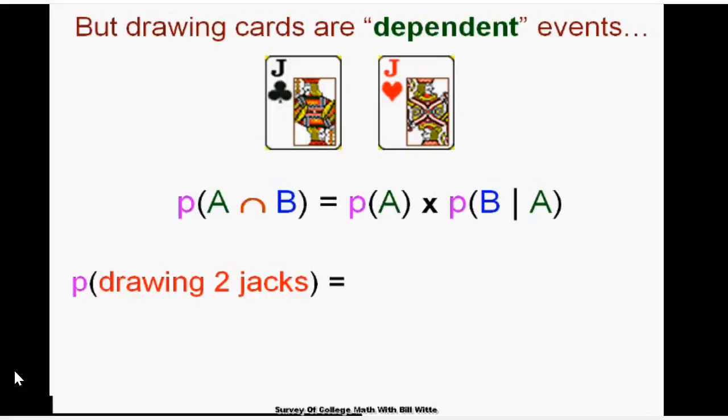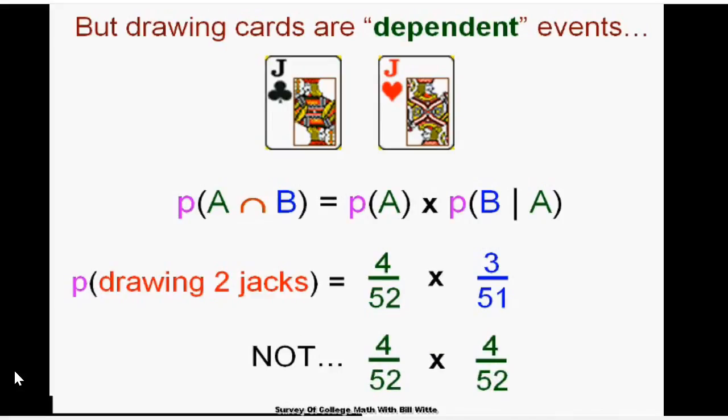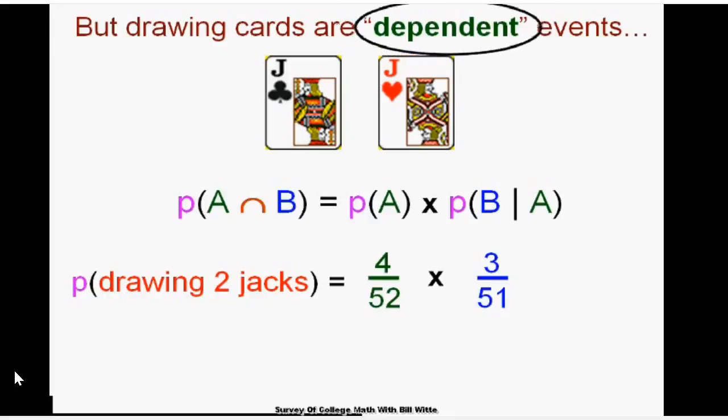So the probability of actually drawing 2 jacks is 4 out of 52, times 3 out of 51. The other 3 out of 51, assuming we picked a card out of our sample space. Considering that we picked a jack first, the number of jacks will be lowered and the number of cards will be lowered. So everything changes. It's not 4 over 52 times 4 over 52, because they are dependent events. I should say they're not independent events. So consequently, they are dependent events.